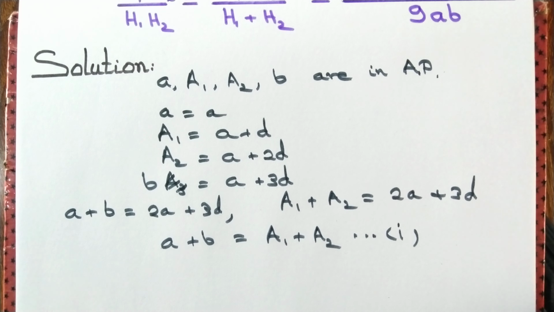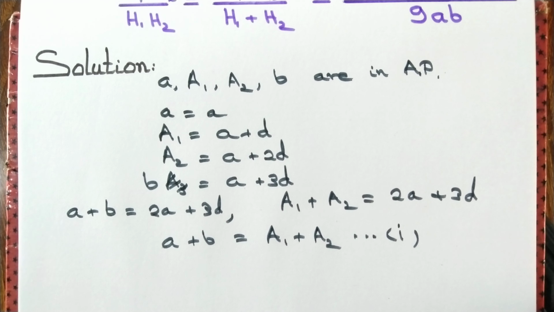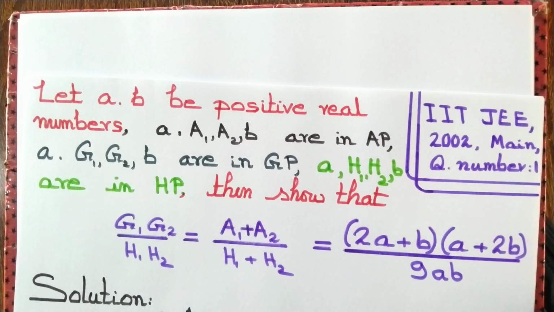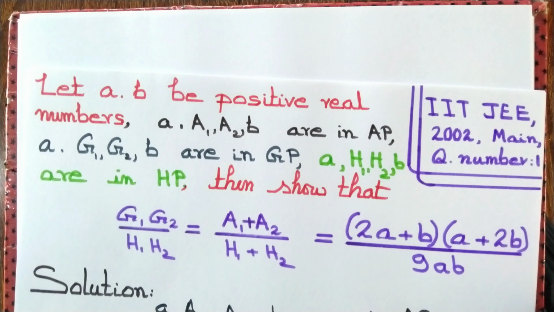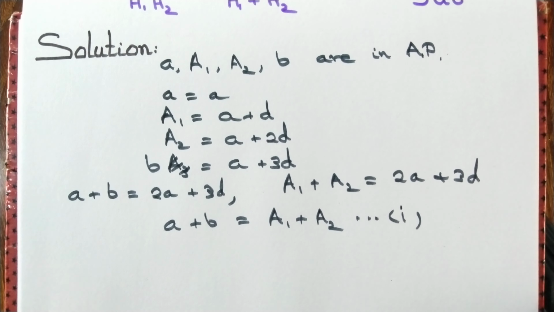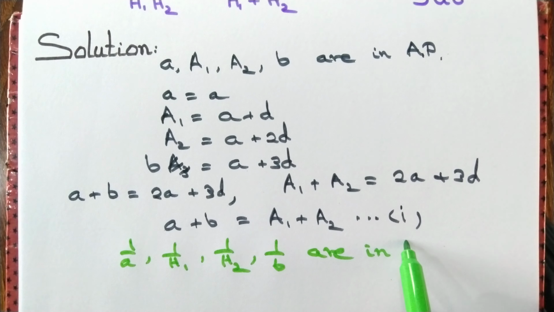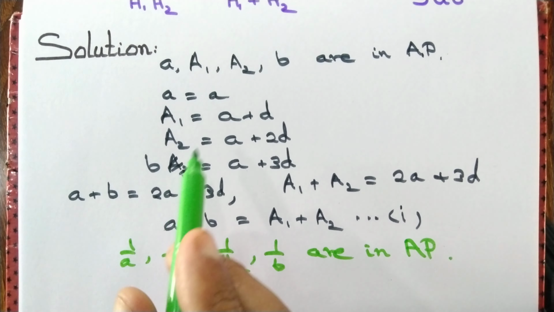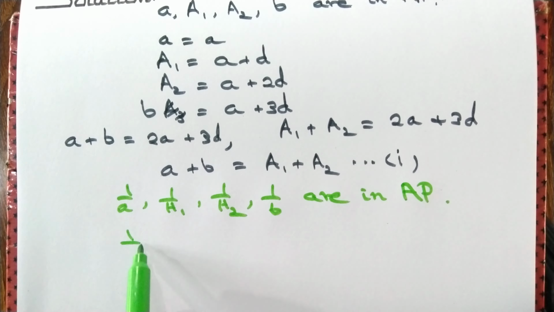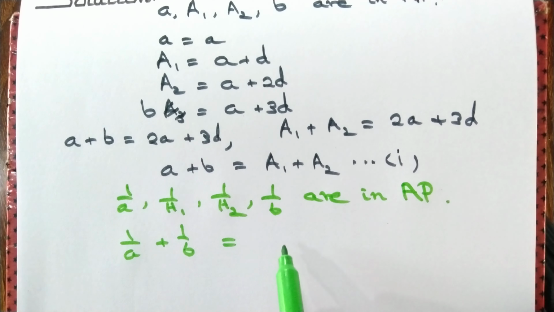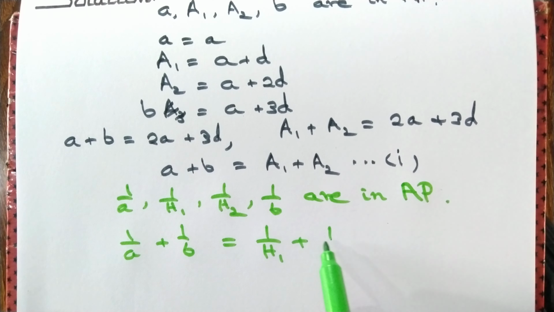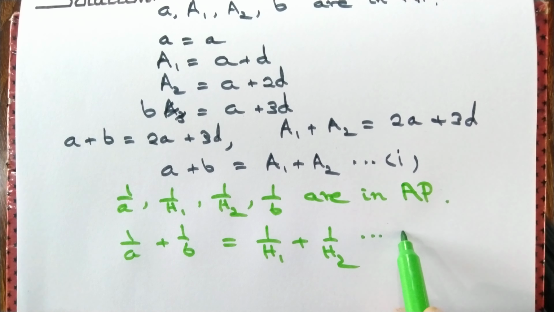Again, a, h1, h2, b are in harmonic progression. If they are in harmonic progression, then their reciprocals are in arithmetic progression. So 1 by a, 1 by h1, 1 by h2, 1 by b are in arithmetic progression. Proceeding similarly, we can say that 1 by a plus 1 by b equals 1 by h1 plus 1 by h2. Let's call this equation 2.